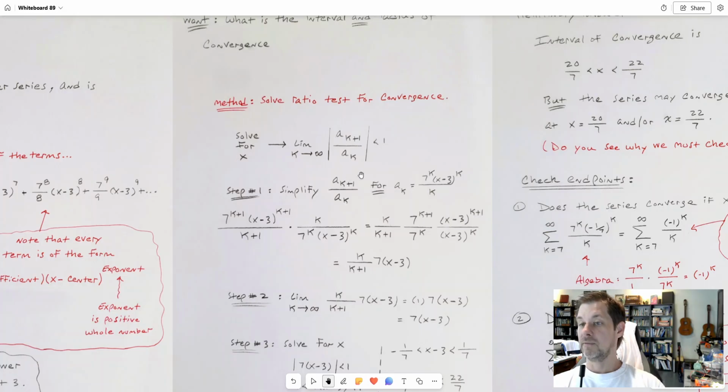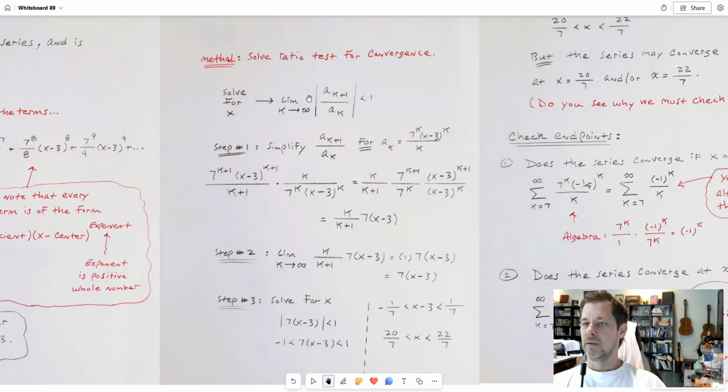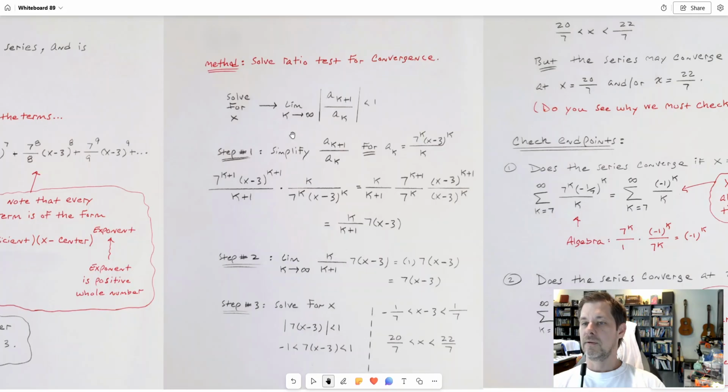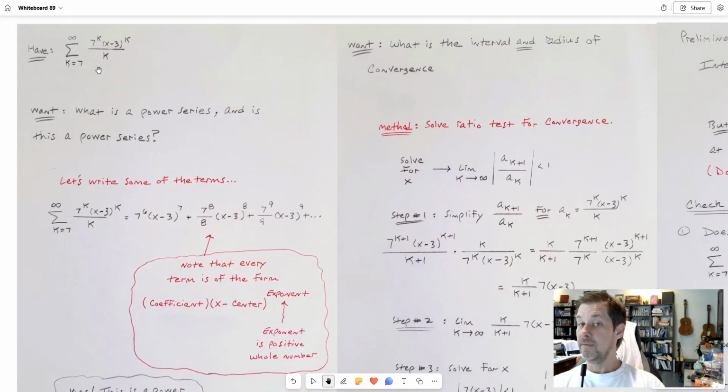I will solve this combined limit and inequality for x. Now I'll do that in 3 steps because otherwise there's a lot happening here and I don't want all of it to blend together. So I'm going to do 3 separate things. I'm going to simplify this expression inside the absolute value. That'll require a little bit of algebra. Then I'm going to calculate the limit. And then my last step, I'll solve it for x. So first step, algebra. I'll simplify a k plus 1 over a k, with a k being the formula that was given in this series.